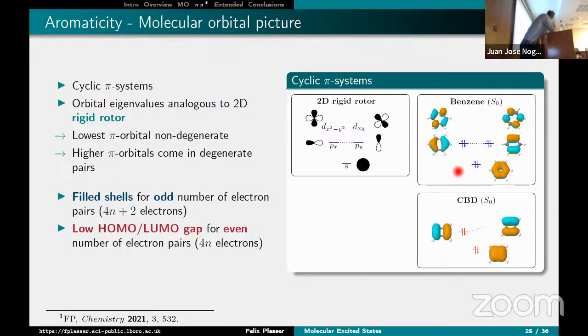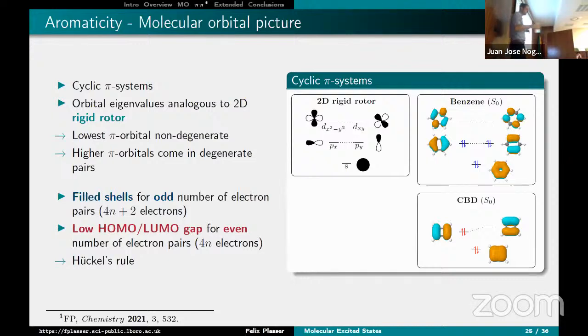And then how do we get a filled shell? We get a filled shell if we have an odd number of electron pairs. So we have 4n plus 2 electrons, and if we have 4n electrons, then we might either get a half-filled shell or some kind of symmetry breaking, as indicated here, where we have a low HOMO-LUMO gap. And of course, that's the way of thinking about Hückel's rule. Usually you would derive Hückel's rule with Hückel theory or Hückel matrices, but I think this 2D rigid rotor might be an even more fundamental way of looking at aromaticity and why you always want an odd number of electron pairs. It's odd because you also have one orbital that's non-degenerate at the bottom. There's no angular momentum. Now, we don't know much about ground state aromaticity.